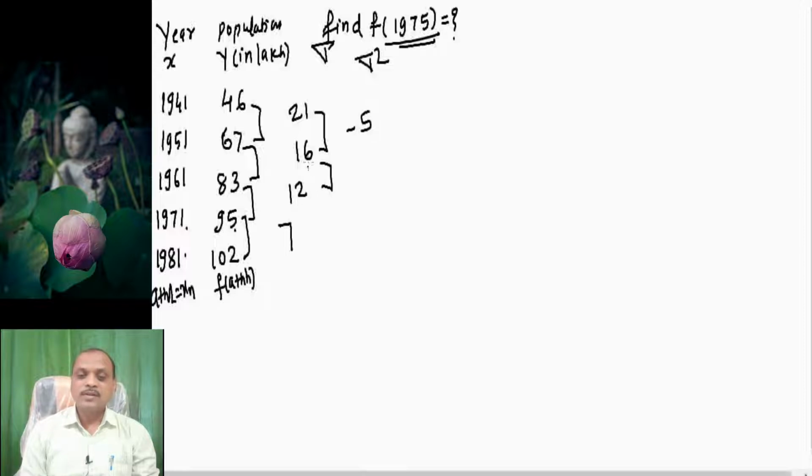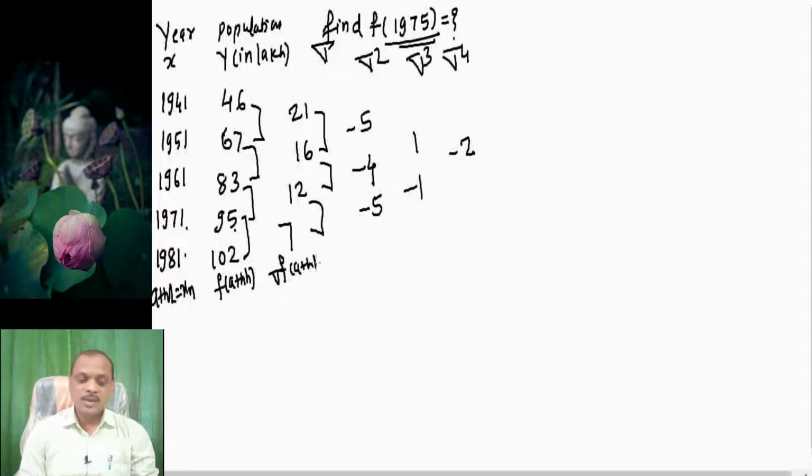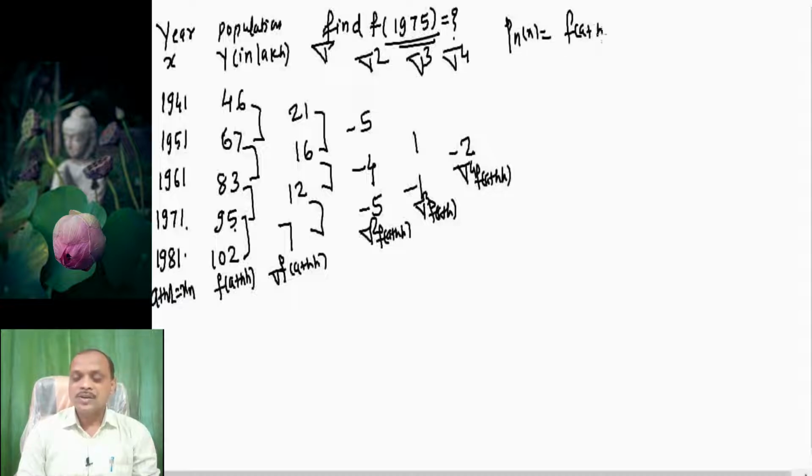Now nabla square, the difference of these: 16 minus 21 is minus 5, 12 minus 16 is minus 4, 7 minus 12 is minus 5. Nabla cube: minus 4 plus 5, minus 5 plus 4, giving minus 1. Nabla raised to 4 gives minus 2. So this is our nabla f of a plus nh, nabla square f of a plus nh, nabla cube f of a plus nh, and nabla raised to 4 f of a plus nh. Now what is the formula?